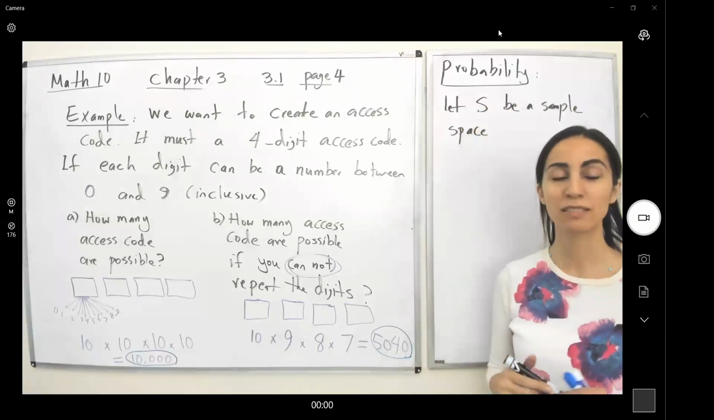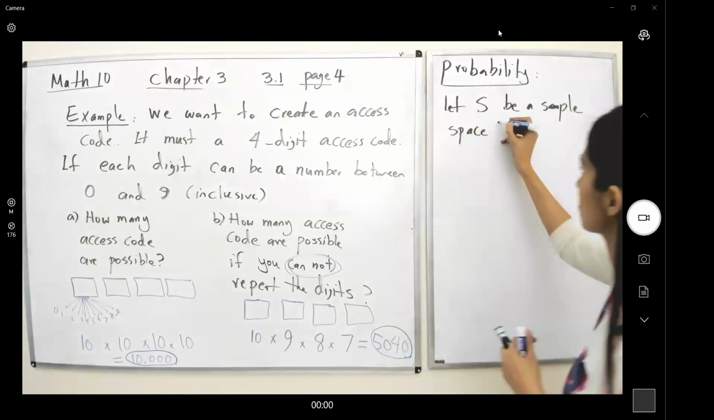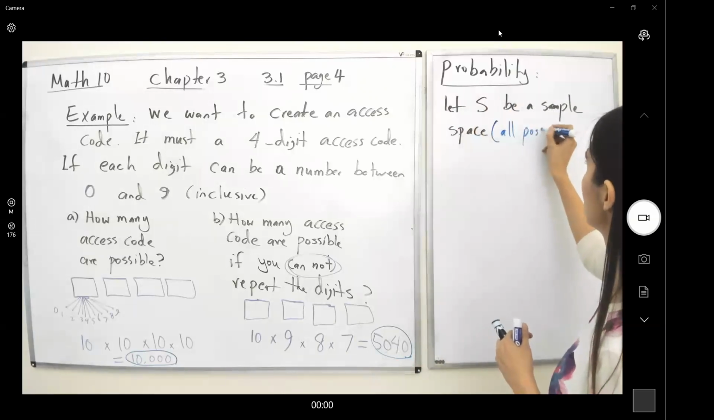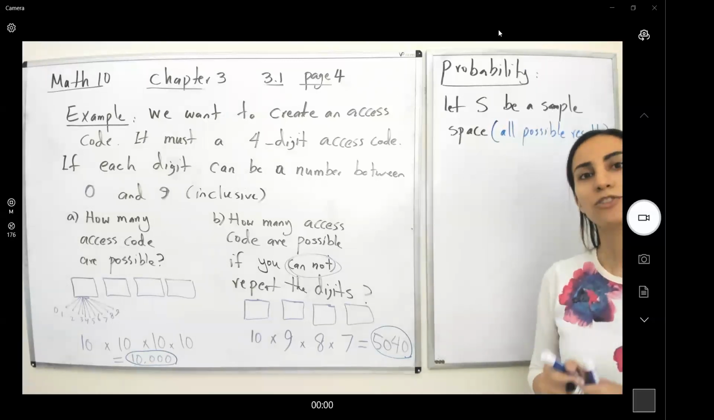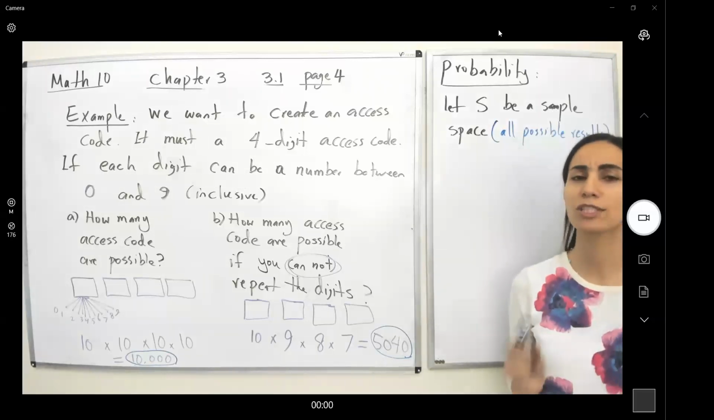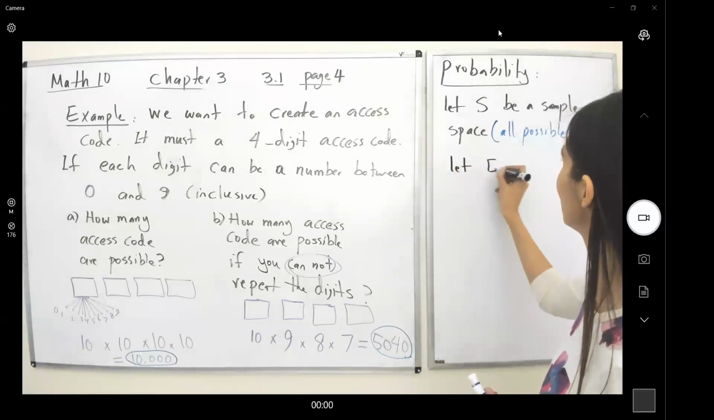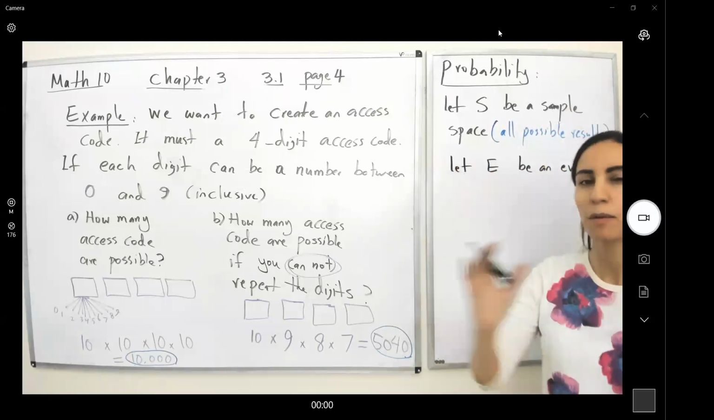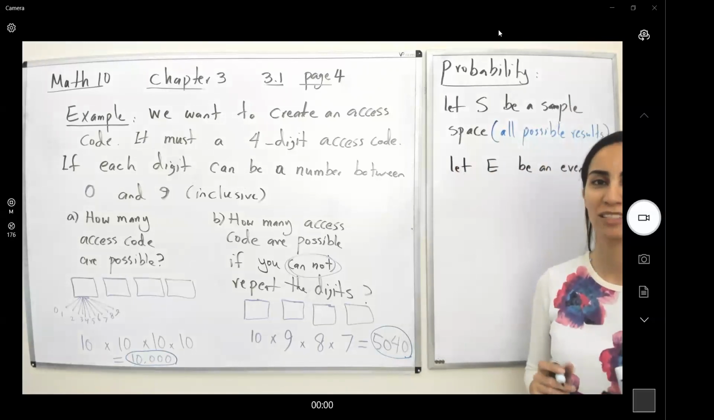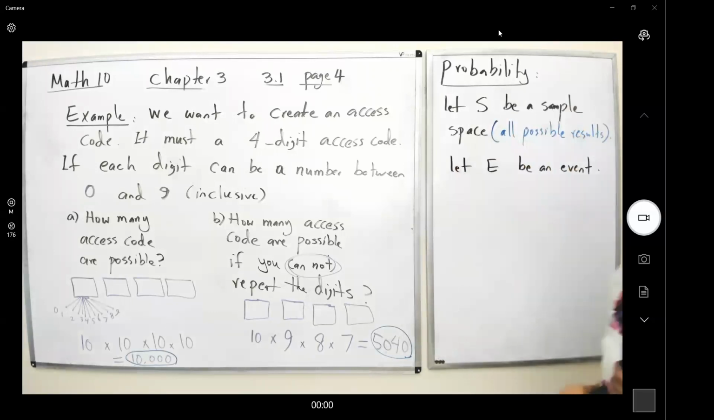Remember, a sample space is a collection of all possible results or outcomes. I'm going to take a sub-collection or subset of my sample space. Let E be an event. A portion, a sub-collection, a subset of your sample space.